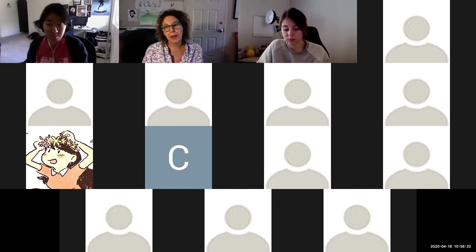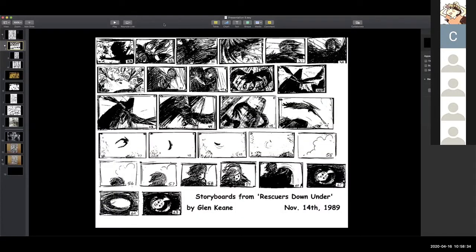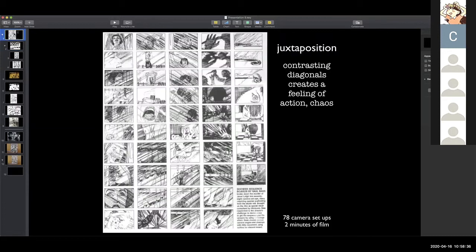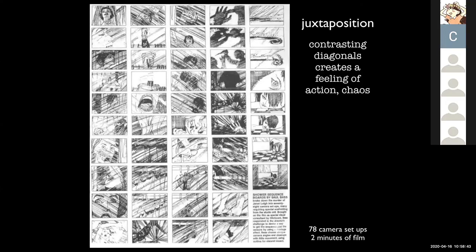Next assignment is going to be storyboarding. But it's going to be fun storyboarding. So, can you see this? You can see this, right? The juxtaposition.